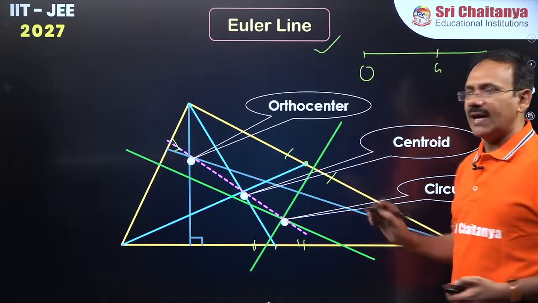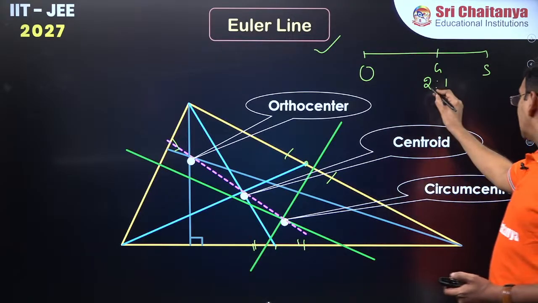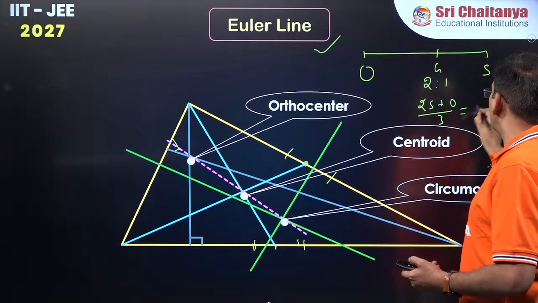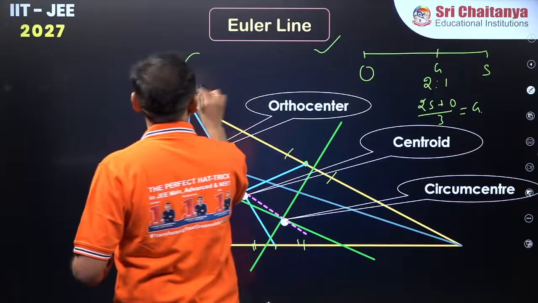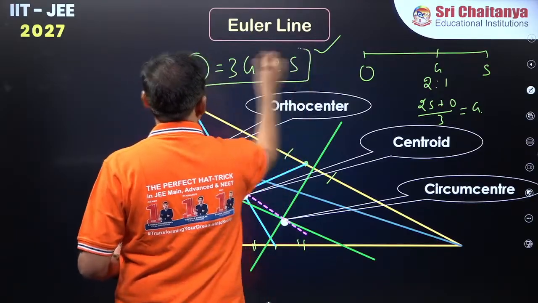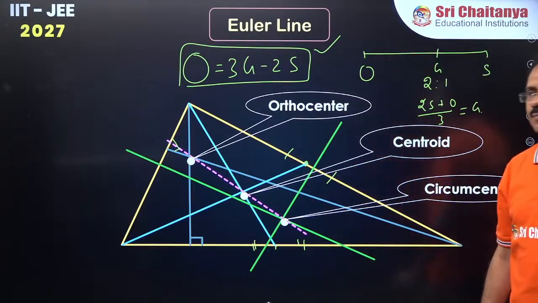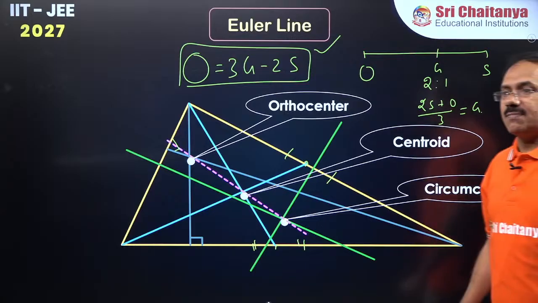O, G, S. It will be like this. G divides OS in the ratio 2:1. So that means (2S + O)/3 is equal to G. So please try to remember this result: O is equal to 3G minus 2S. Please all of you type it here. O is equal to 3G minus 2S.